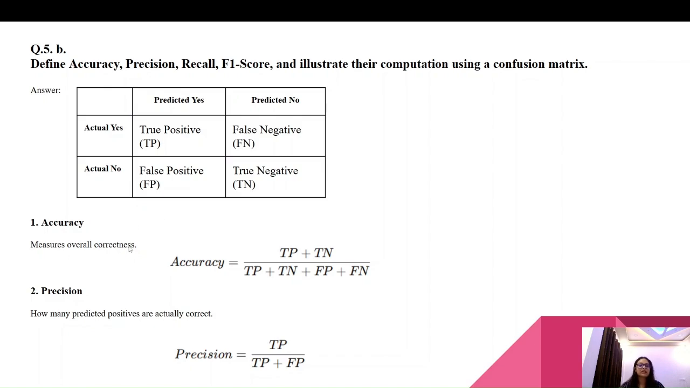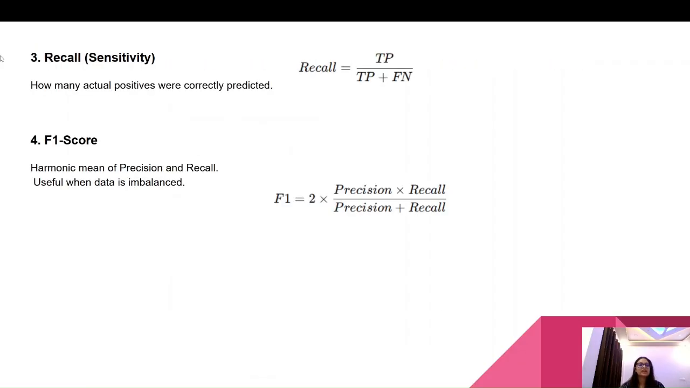Accuracy measures overall correctness. Accuracy equals TP plus TN upon TP plus TN plus FN plus FP. Precision: how many predicted positives are actually correct. Precision is true positive upon true positive plus false positive. Recall, or sensitivity: recall equals true positive upon true positive plus false negative. It is how many actual positives are correctly predicted. F1 score is the harmonic mean of precision and recall. Useful when data is imbalanced. F1 equals 2 times precision times recall upon precision plus recall.